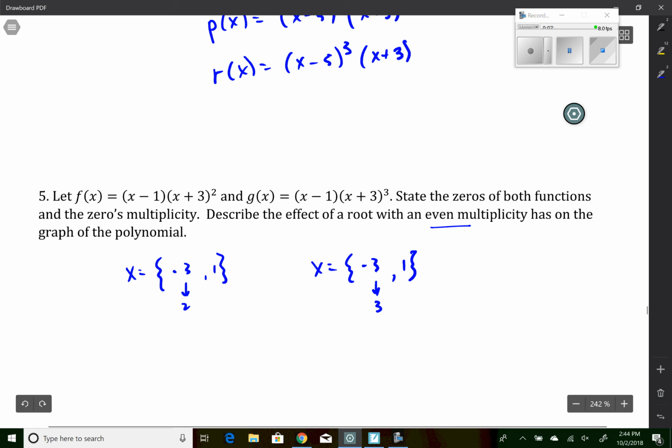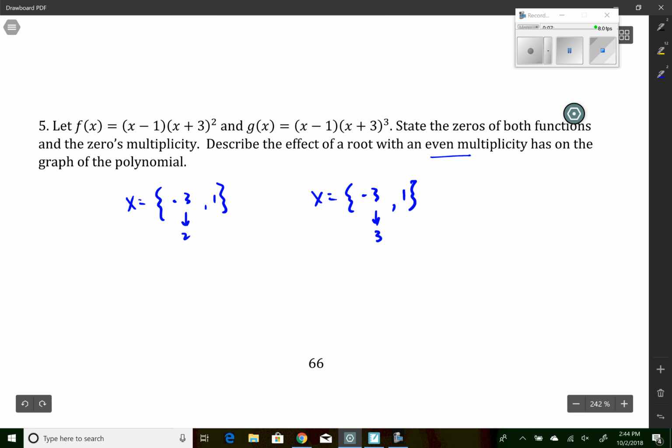Because of the multiplicity of 3, the graphs are going to look very different. So for f of x, if I was to sketch f of x, I know you don't know all of the reasons why the arrows are where they are, but I know it's going to pass through certain points and touch others. So it's going to look like this. It's going to touch at the -3 because it's an even multiplicity, and it's going to pass through 1. So that's what that graph would look like.